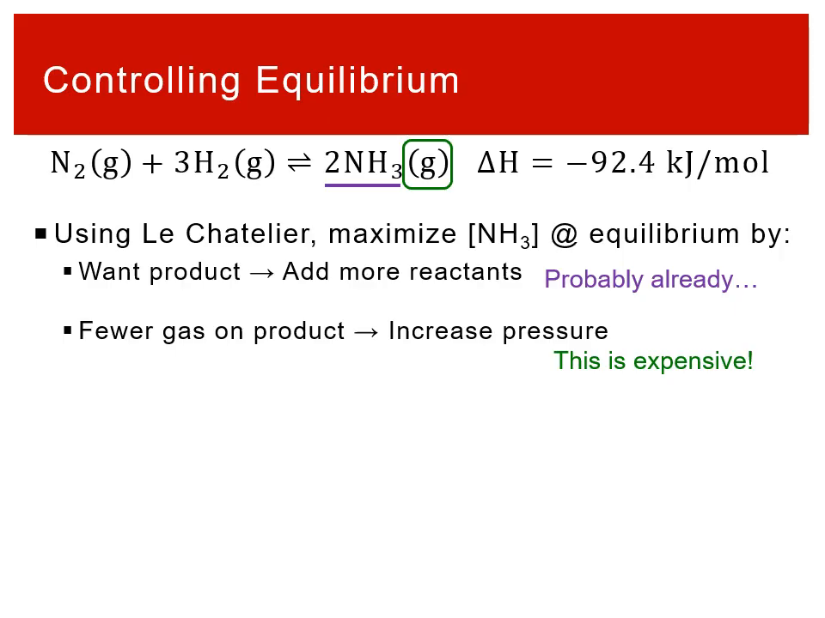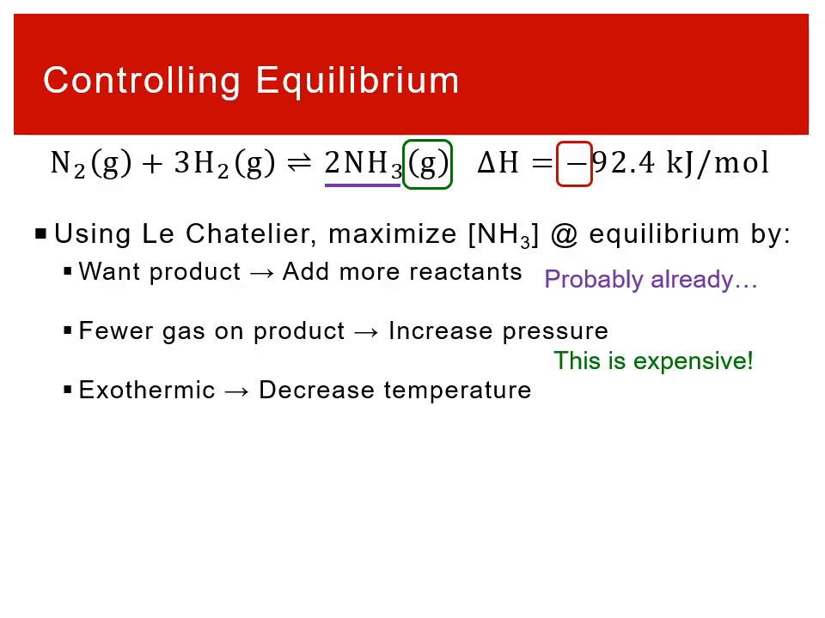Everything's at standard pressure. So you can do it. That's what people do, but it is expensive. The other thing you can see, it's an exothermic reaction. So if you decrease the temperature, you would shift to the product side. We know that heat is on the product side. We can think about heat as a product because it's an exothermic reaction.